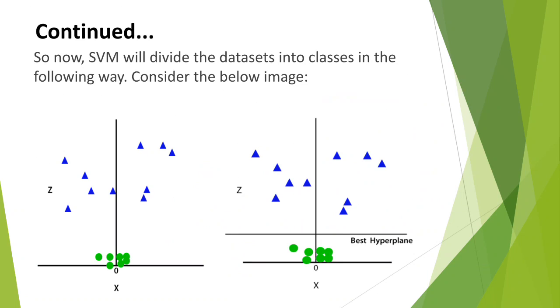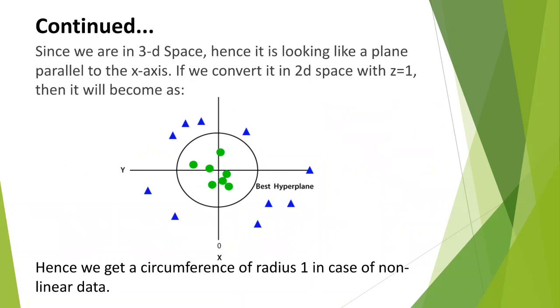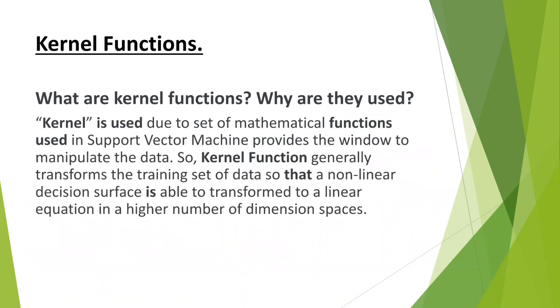Now SVM will divide the data sets into classes in the following way. Consider the below image. Since we are in 3D space, it looks like a plane parallel to the x-axis. If we convert it into 2D space with z = 1, then it will become as follows. Hence, we get a circumference of radius 1 in the case of nonlinear data.